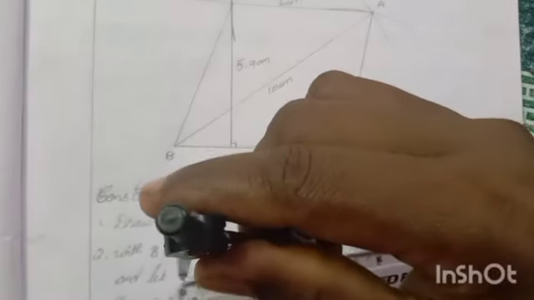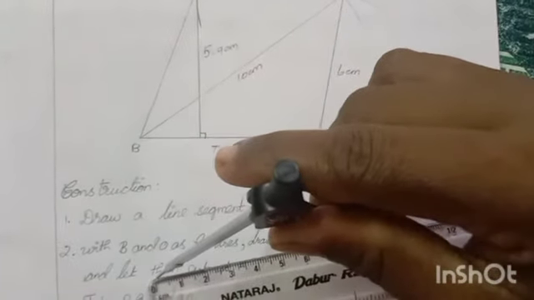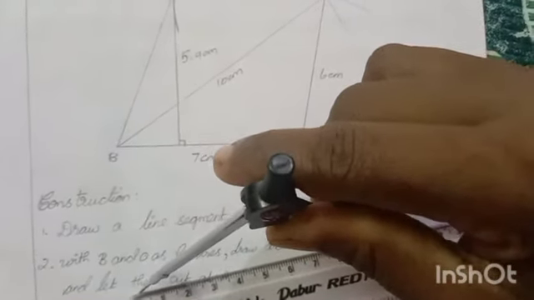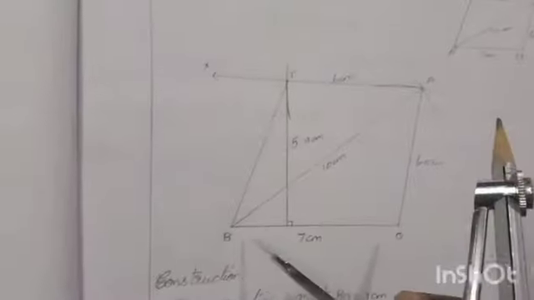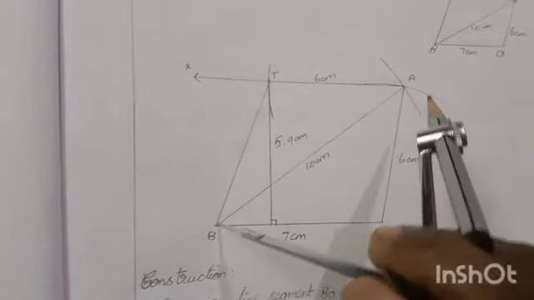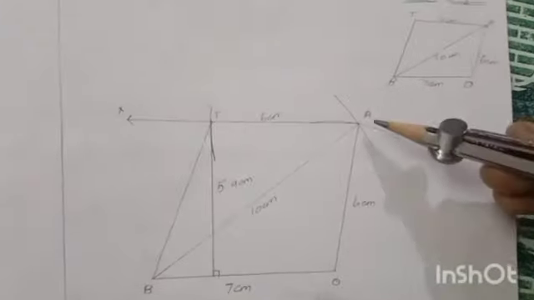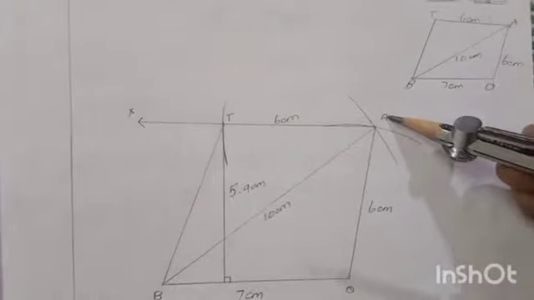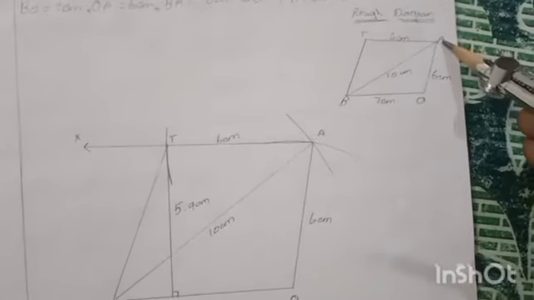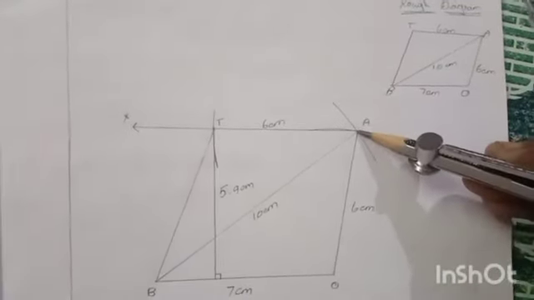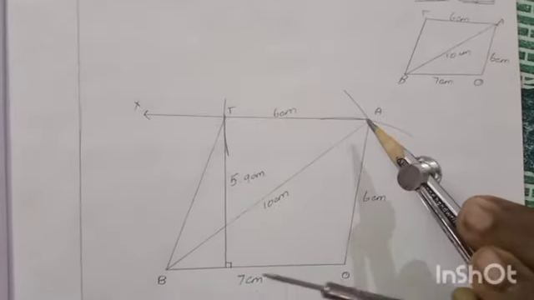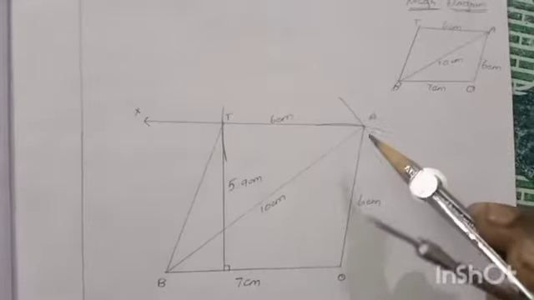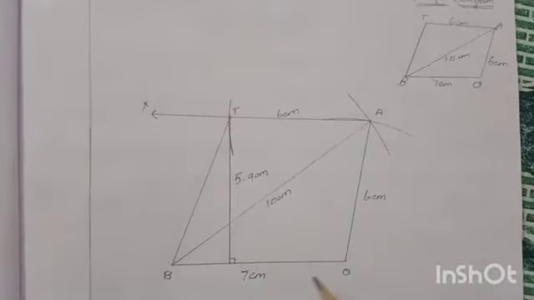Then again you have to measure 10 cm with the help of a ruler. Then draw another arc from B. These two arcs' meeting point, you give the name A. Here A is there. So now you have to join BA and OA. Then draw AX parallel to BO.